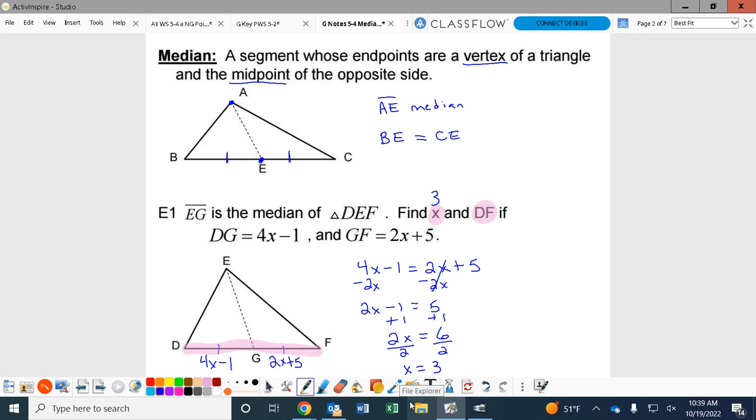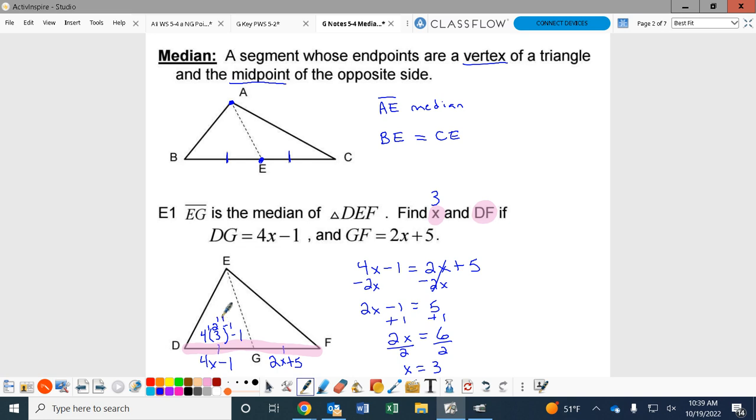But there is another part to the answer. I've got to plug back in and find out the length of DF. So I'm going to plug it back in. It doesn't matter which one you plug it into. Okay? I'll plug it in here. 4 times 3 minus 1. Guys, that'd be 12 minus 1, which is 11.